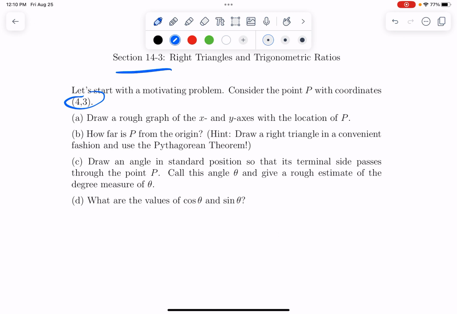Draw an angle in standard position so that the terminal side of that angle goes through P. Call that angle theta and give a rough estimate of how big you think it is. And then see if you can figure out what is cosine of theta and sine of theta. So hit pause and actually try this.